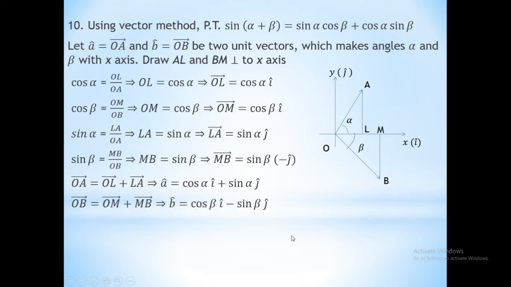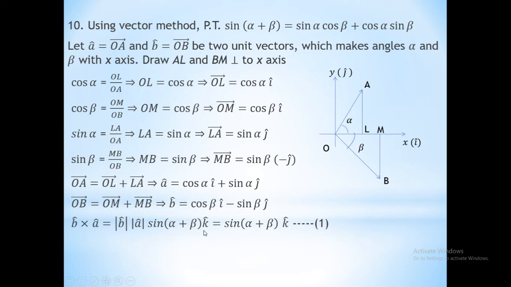Now you have to take the cross product. That is B cap cross A cap. What is B cap cross A cap? You know the formula for cross product, which is modulus of B cap, modulus of A cap, sine of the angle between the two vectors. The angle between OB and OA is what? Adding alpha and beta. So alpha plus beta, and this is the unit vector.